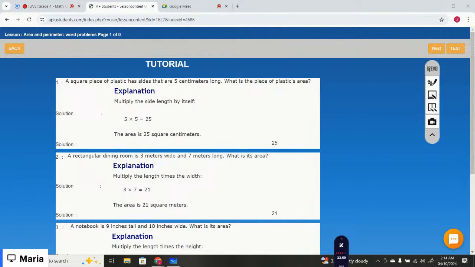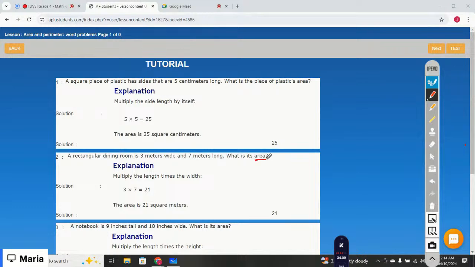Okay, the next one: a rectangular dining room is 3 meters wide and 7 meters long. What is its area? So that is a rectangular shape, right? You need to calculate the area of the rectangle. The area of a rectangle is length times width. So you have to do 3 times 7. That is 21 square meters. Got it?